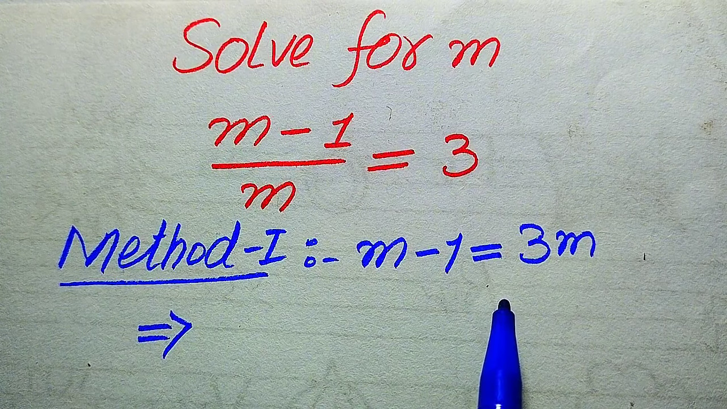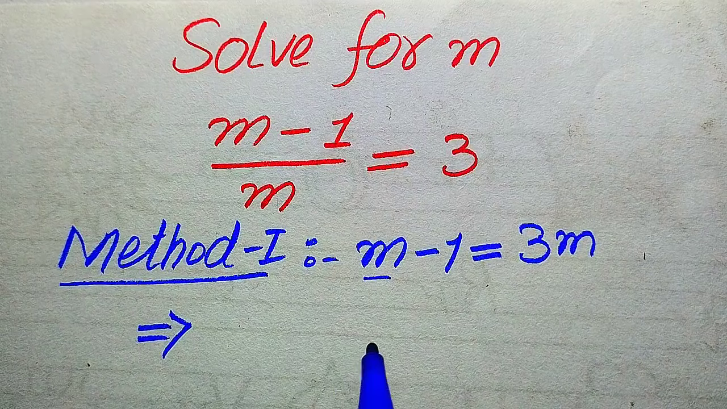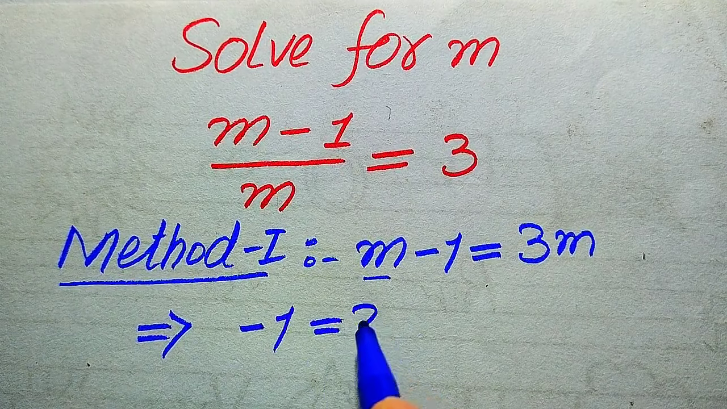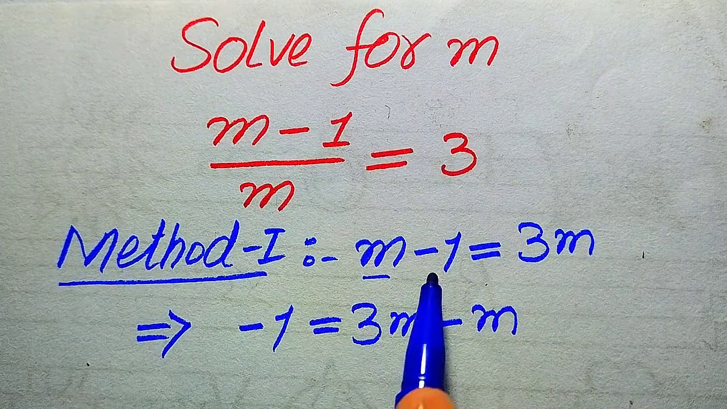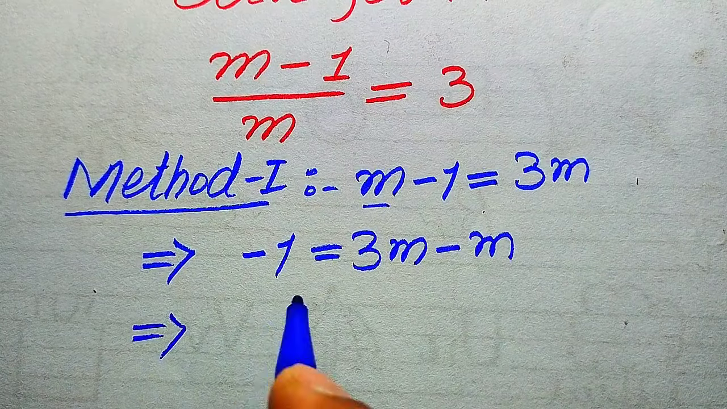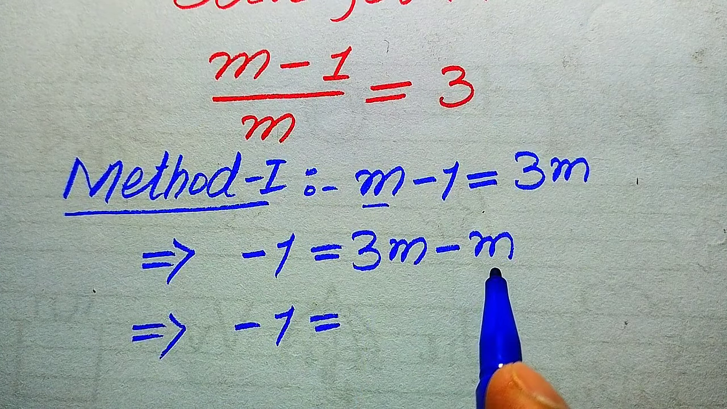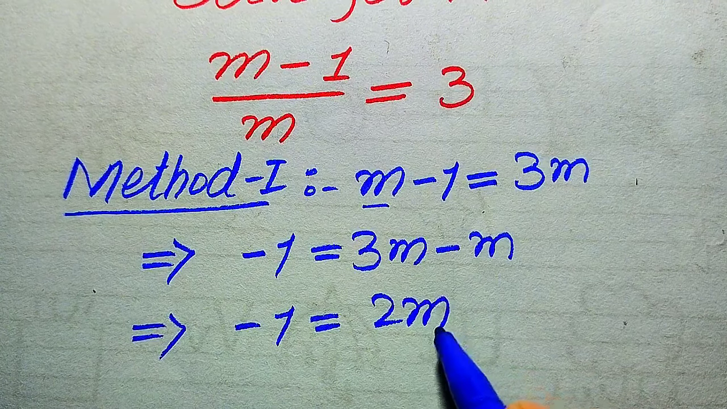In other words, we just move only the variable term to the right hand side. So this is positive m. When we move it to the right hand side, it becomes negative m, and here we get only minus 1. Okay. So here you see that on the right hand side we need to add or subtract the like terms, so we have 3m minus m, and 3m minus m becomes 2m.